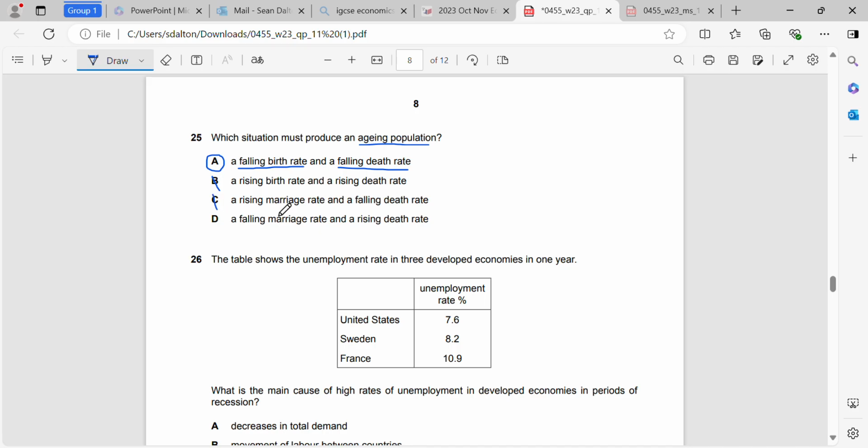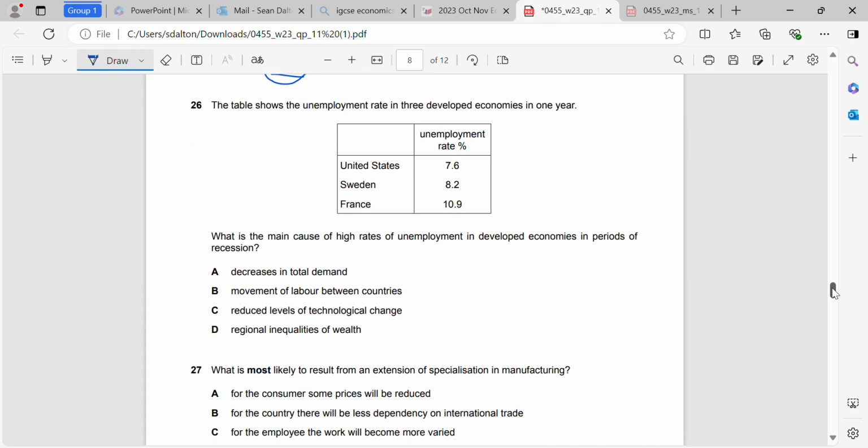A rising marriage rate and a falling death rate, so you got more people getting married and less people dying. People may be getting older, yeah, for sure, but we have no information about the birth rate. We could have a very high birth rate in that country too. And a falling marriage rate and rising death rate again doesn't give us a full set of information about an aging population. It just gives us information about the marriage rates, which doesn't tell us anything about the ages. So that's why C and D are wrong.